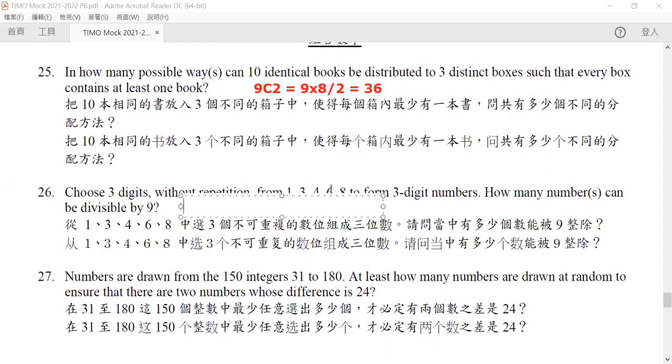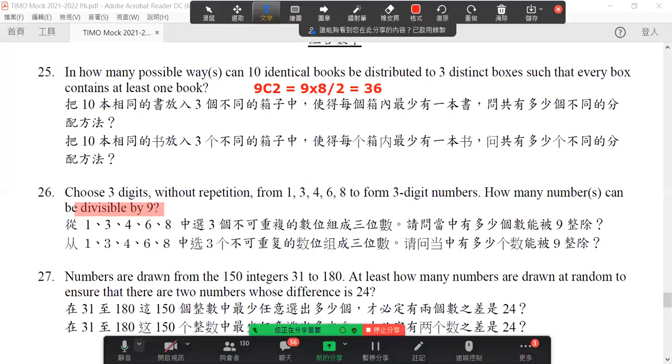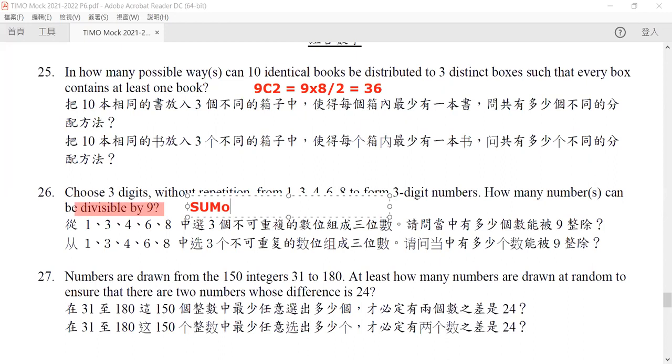For question 26, choose three digits without repetition to form a three digit number. How many numbers can be divided by 9? In order for it to be divisible by 9, the sum of the digits must also be divisible by 9. So let us find out how many numbers we can find that are divisible by 9. It's not that much.